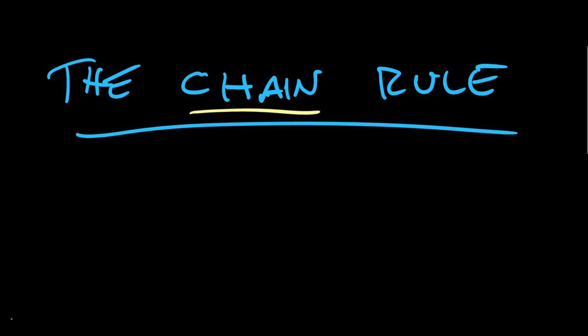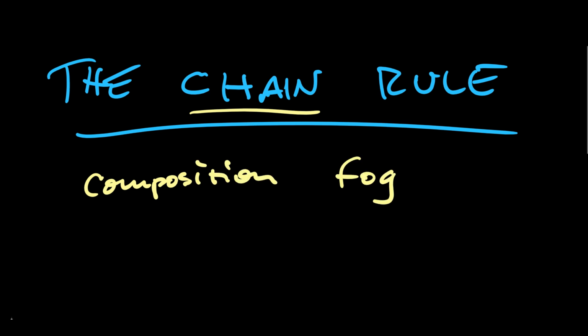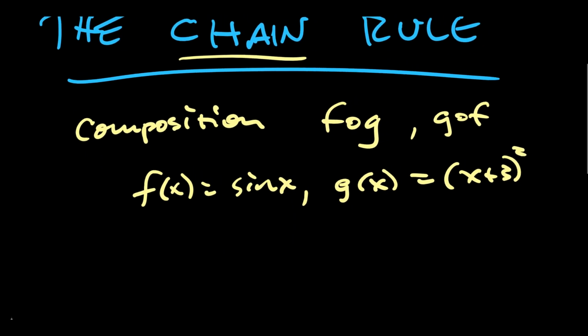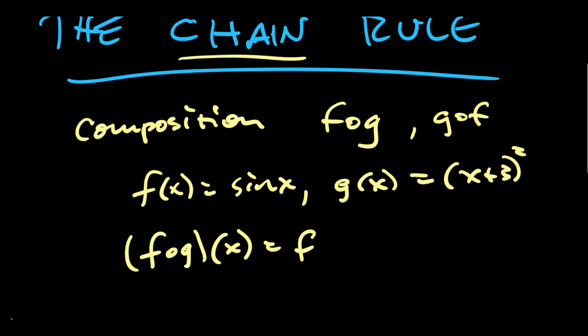Let's look at what's called the chain rule. The chain rule comes from the composition of two functions, and this might jog your memory. It's this f composed with g stuff or g composed with f stuff. So basically, if you have a function f of x is, I don't know, sine x, and then g of x is x plus 3 quantity squared, then f composed with g of x, you could write it as f with g plugged in, like this. So it's always the second one plugged into the first one.